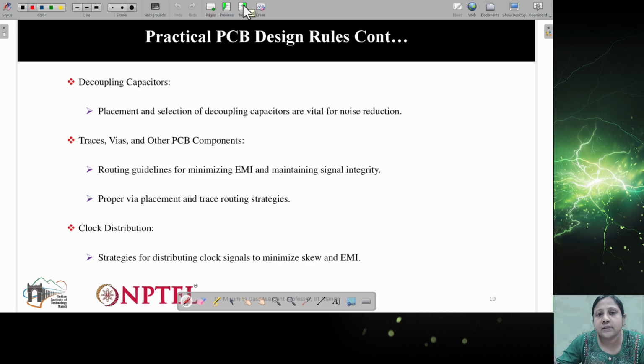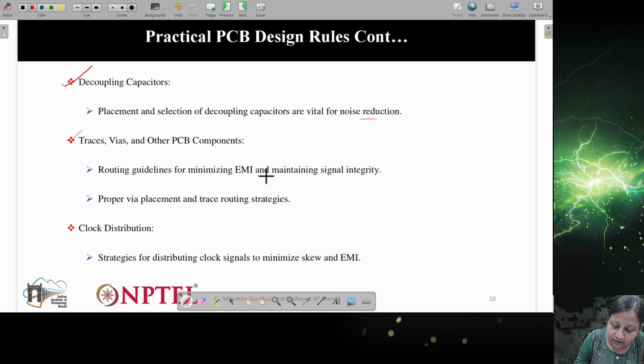In order to reduce the noise present in the PCBs, we have to place decoupling capacitors in multiple places. Placement and selection of the decoupling capacitors is very important for noise reduction. And then for traces, wires and other PCB components, routing guidelines for minimizing EMI and maintaining signal integrity are very important, and proper via placement and trace routing strategies are required. Then clock distribution strategies for clock signal distribution to minimize the delay and the EMI effect.